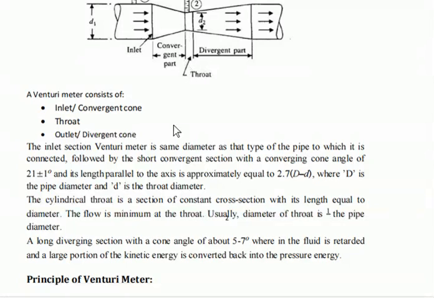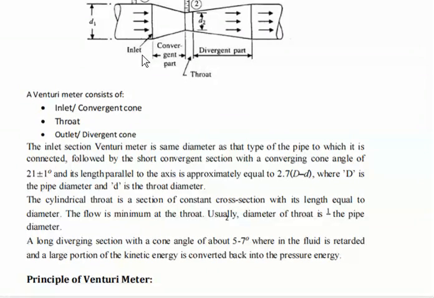The flow is usually minimum at the throat. The diameter of the throat is perpendicular to the pipe diameter. Then there is a long divergent section with a cone angle of about 5 to 7 degrees. So first it consists of three parts: convergent, throat and divergent.